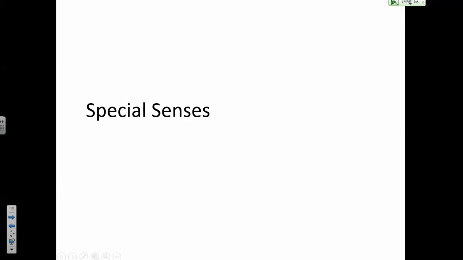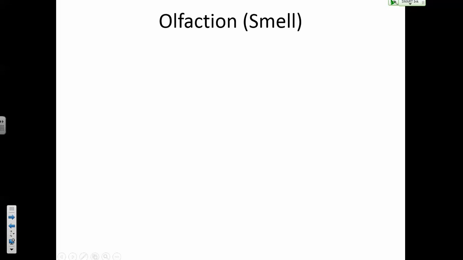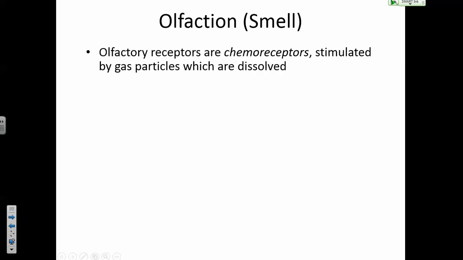All right, so that's all of our little somatic senses. Now we're going to focus on the rest of this chapter, which is your special senses. The first of those is your sense of smell, which is olfaction. If you hear about olfactory anything, that's smell. And so you know that this is located somewhere around your nose, don't you? Okay. These receptors are chemoreceptors.